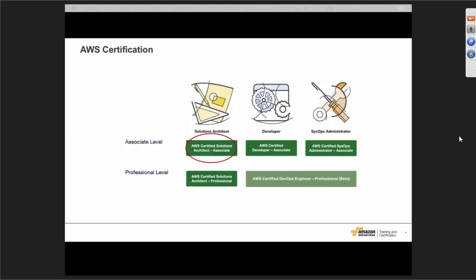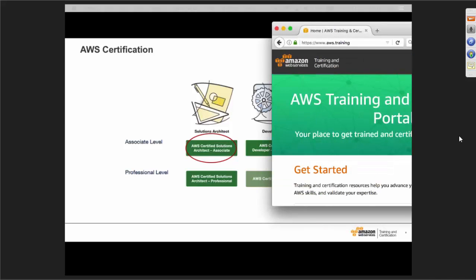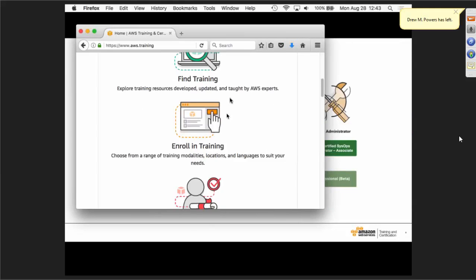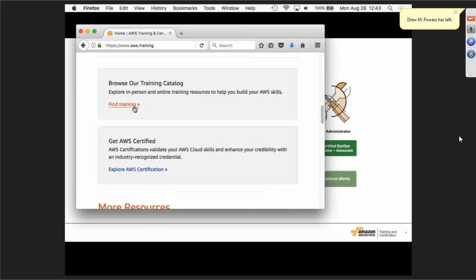Is AWS going to do this training more often? I hope so. All of these sessions are hopefully scheduled on the AWS training webpage. So if you go to, again, aws.training, you should be able to see them. So this is aws.training. Find training, enroll in training. Under here is your training catalog, and hopefully that gives you the links.